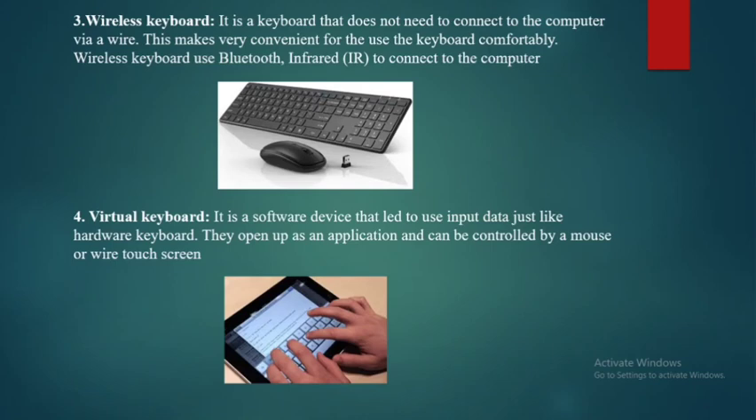So wireless keyboards use Bluetooth or IR rays in order to connect to the computer. So how does a wireless keyboard connect to the computer? It connects through a Bluetooth connection, or else through IR rays, that is infrared rays. Okay, no need to use the wire in order to communicate with a computer system. So this is regarding wireless keyboard.